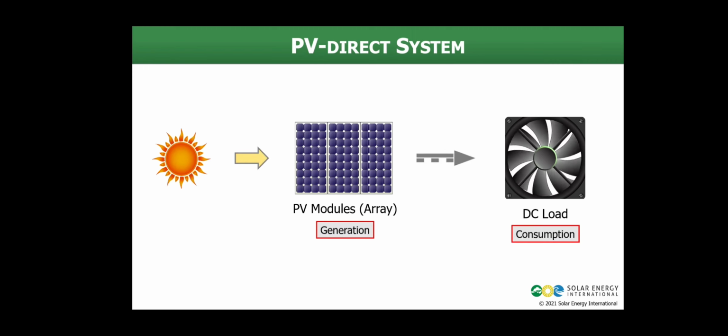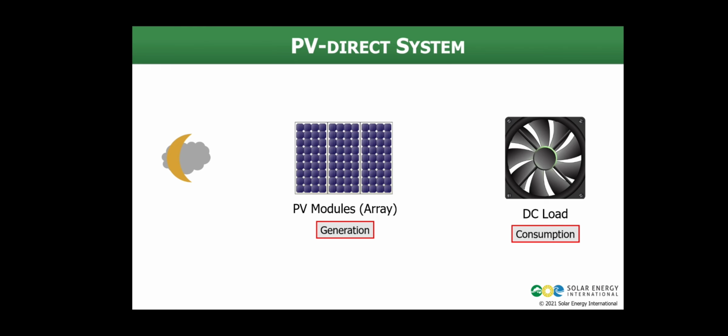As you can see in the example on the slide, the DC load, which is a fan in this case, will operate. When the sun is down, or the light is blocked from the PV array, the load will stop. Since there are no additional devices to regulate the power flow in these systems, the speed or intensity at which the load will perform is directly proportional to the amount of sunlight hitting the modules. If it's a full sun day, the load will operate at full power.